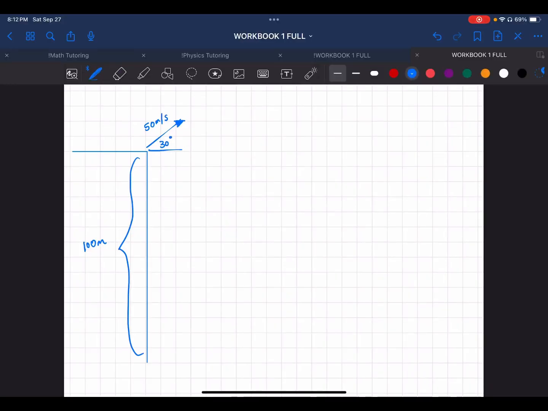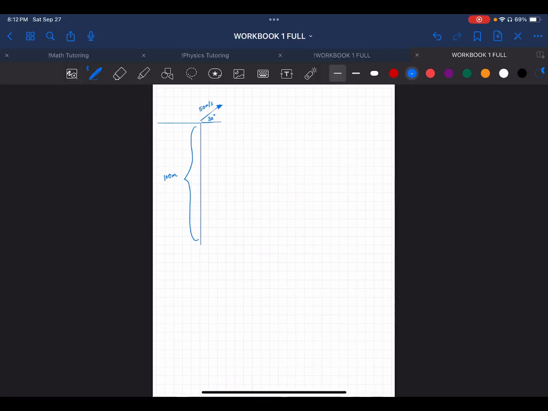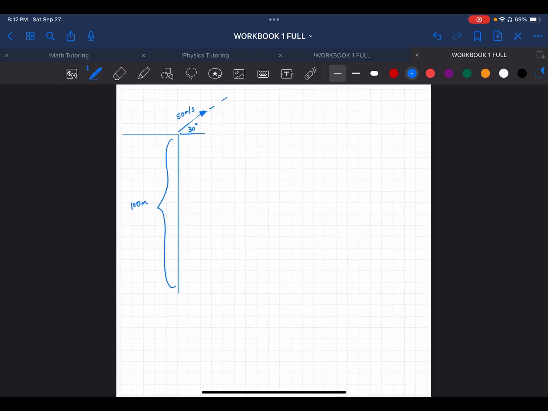So now the question to you is, what is the maximum height?